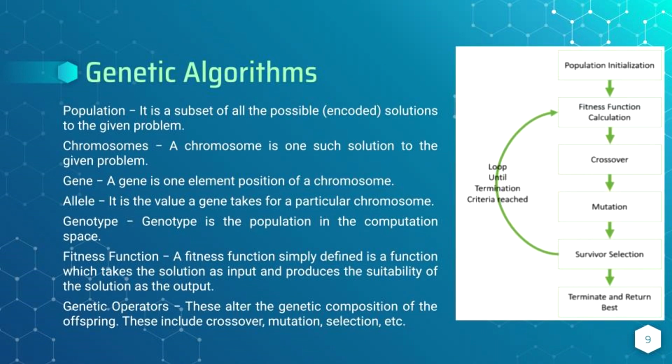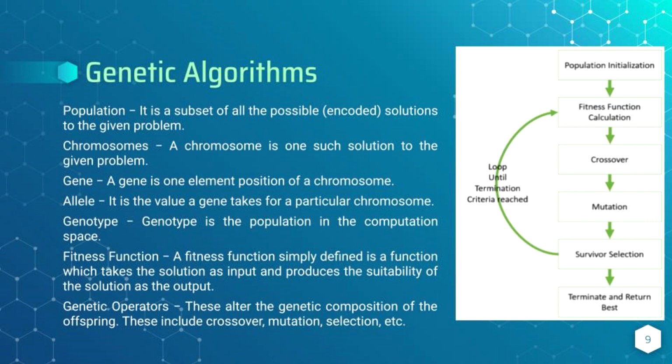Genetic algorithm. Population: it is a subset of all feasible solutions to a given problem. Chromosomes: a chromosome is one such solution to the problem at hand. A gene is a single element location on a chromosome. It is the value that a gene has from a specific chromosome.